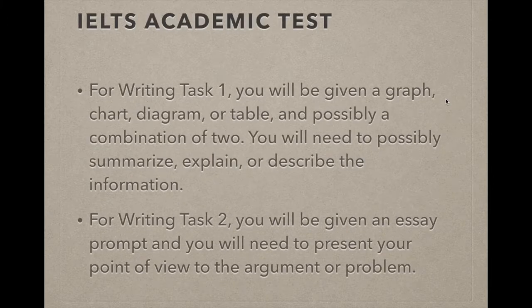Okay, for the academic test, writing task 1 is different. You will be given a graph, chart, diagram, or table, and possibly a combination of 2. You will need to possibly summarize, explain, or describe the information. Okay, and then writing task 2 is the same, so you'll be given an essay prompt, and you will need to present your point of view to the argument or problem.